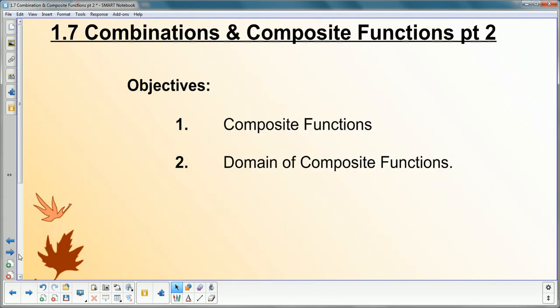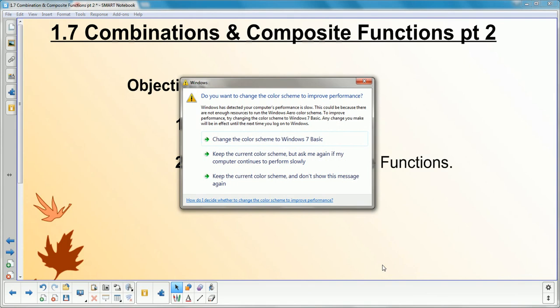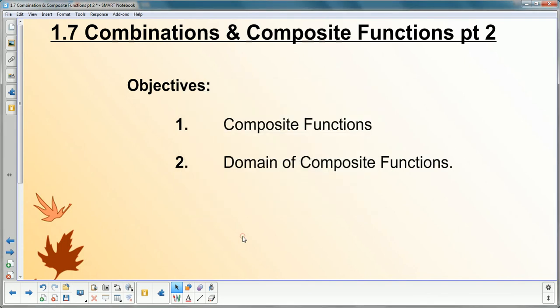Okay, that is it for part 2 on 1.7. So we did composite functions, domain. So there were 2 steps to your domain. Now remember, you look at your interior function first, find its domain restrictions. Then you're going to look at your entire composite function, find its domain restrictions.